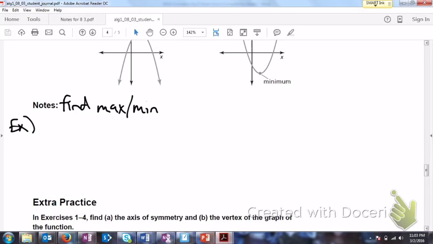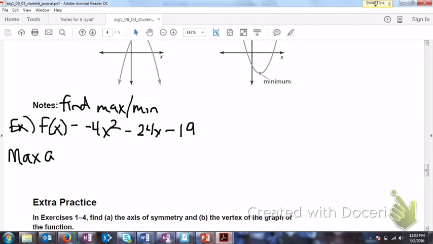Well, let's go ahead and do the first example. For the first example here, when we find the max or min, we're going to do f of x equals negative 4x squared minus 24x minus 19. Well, what do you notice right away? A is negative 4. When it's a negative, that means we have a max. So where is our maximum at? In order to figure that out, we have to figure out what the x value and y value is of the vertex. So to find the x, we do negative b, which is 24, over 2 times negative 4. Negative b over 2a. We get 24 over negative 8.